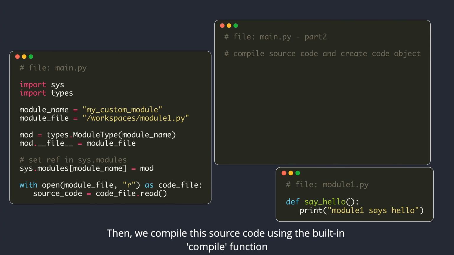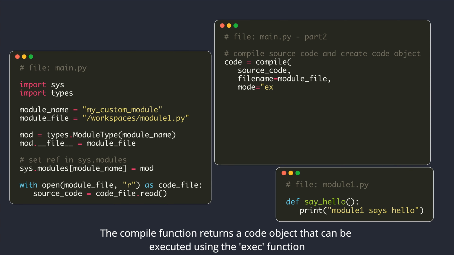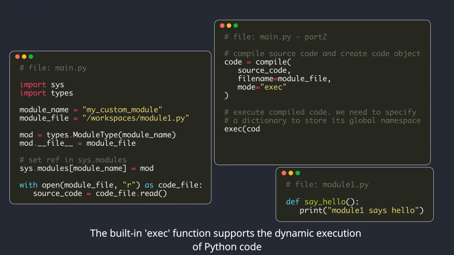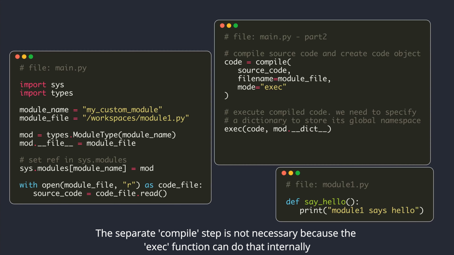Then, we compile this source code using the built-in compile function. The compile function returns a code object that can be executed using the exec function. The built-in exec function supports the dynamic execution of Python code. A separate compile step is not necessary because the exec function can do that internally.